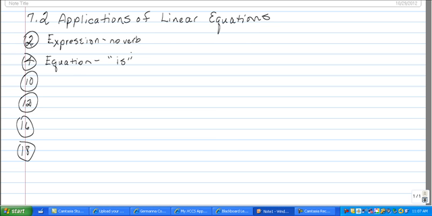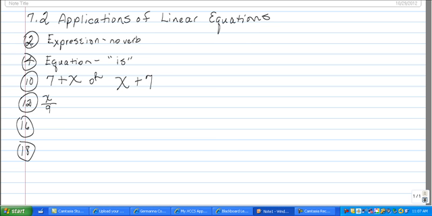It says translate each verbal phrase into a mathematical expression. Use x to represent the unknown number. Okay, in number 10 we have 7 more than a number. 7 more than a number. Notice you could also do it this way. Either one would be correct. Okay, in number 12, the quotient of a number and 9. Quotient of a number and 9.